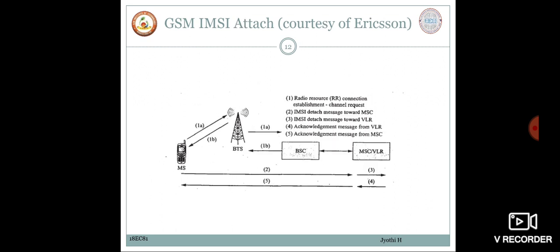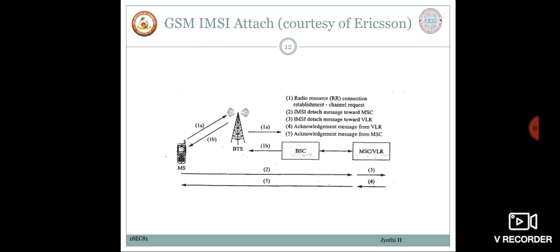So, one is the radio resource connection establishment channel request, the other one is the IMSI detach message towards MSC, the IMSI detach message towards VLR, and the acknowledgement message from the VLR and from the MSC. So, this will give you the MS request on the SDCCH. The system receives the IMSI attach message from the MS. So, the MSC passes the attach message onto the VLR.